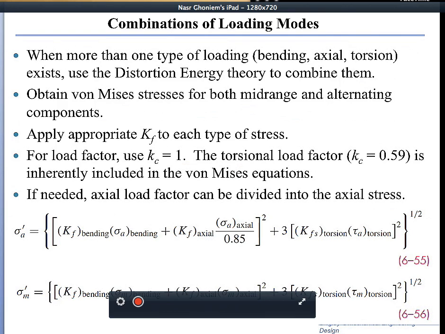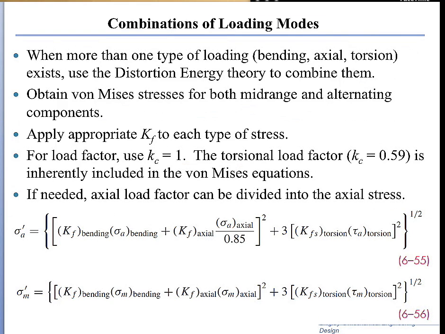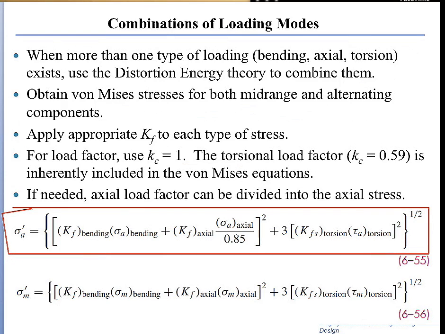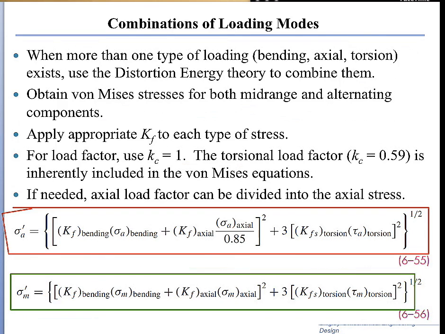So if we have a combination of loads, then the alternating stress is given by this long equation that I'll explain in a second, and the mean is given by a very similar equation, as you'll see here. So we have two different equations, one for alternating, one for mean.